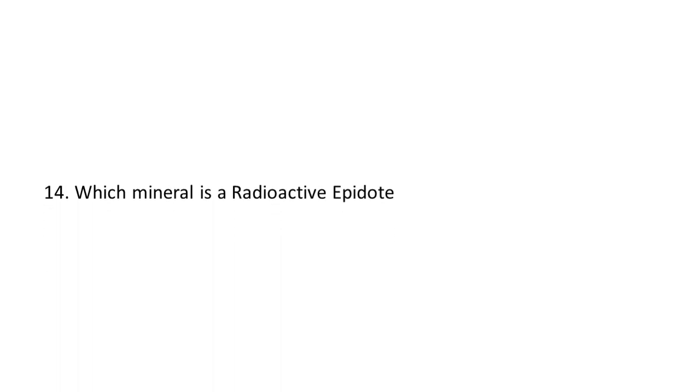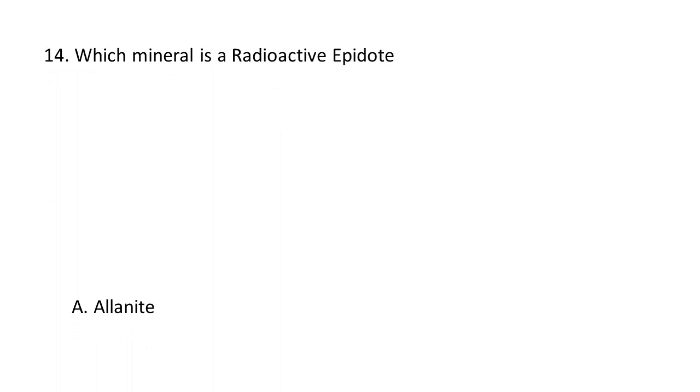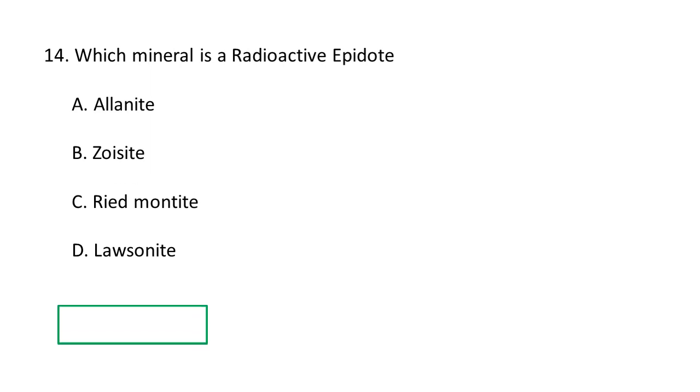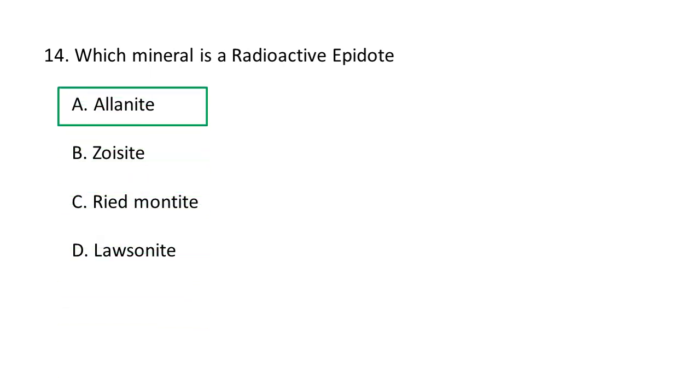Next question. Which mineral is a radioactive epidote? Choices are A. Allanite, B. Joisite, C. Redmondite, and D. Lawsonite. So allanite is known as a radioactive epidote. This allanite is a monoclinic mineral and a member of the epidote mineral group, and it is radioactive, containing rare earth elements and thorium also.